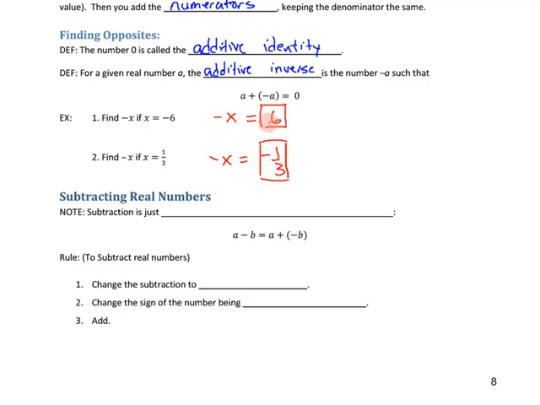Now that's important to note because subtraction, while it seems like a completely new operation, technically, well, there's no such thing as subtraction. Subtraction is just addition in disguise. Look at this. To say a minus b really just means a plus the additive inverse of b, or a plus a negative b. So to subtract, we don't really have to learn any more rules. All we've got to do is change the subtraction to addition, and then change the sign of the number being subtracted. And when we're done, we just add, using the same rule we just learned.